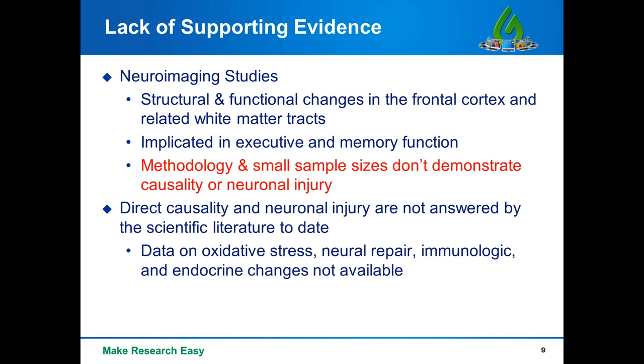Additionally, direct causality and neuronal injury are not answered by the scientific literature to date. Data on oxidative stress, neuronal repair, and immunologic or endocrine changes are not currently available in the literature.